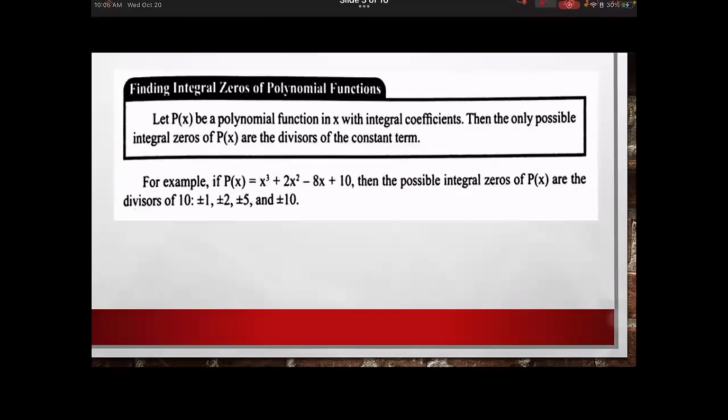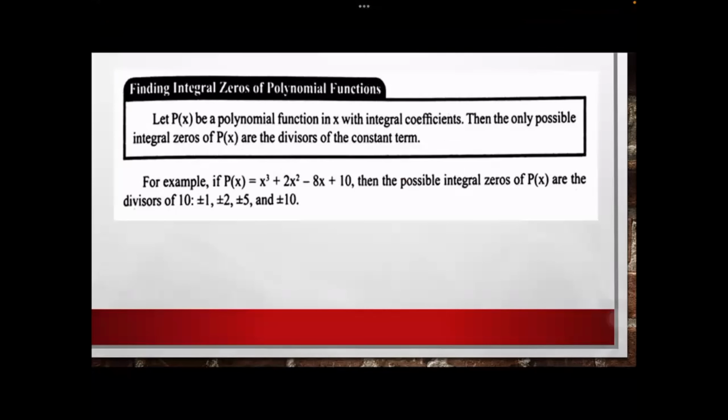The next is finding the integral zeros of a polynomial function. Let p of x be a polynomial function in x with integral coefficients. Then the only possible integral zeros of p of x are the divisors of the constant term. For example, we have here p of x is equal to x to the 3 plus x squared minus x plus 10. Then the possible integral zeros are, we get this 10, so we get the factors of 10.